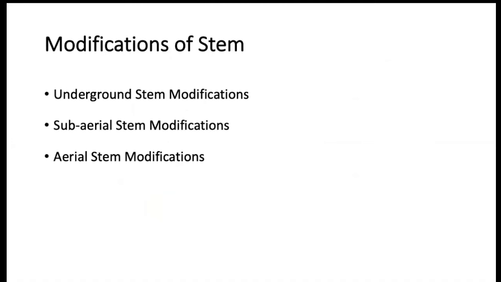Basically there are three basic reasons for stem modification. One is for food storage. Second one is for protection, and third one is for reproduction. So these are the three basic reasons for stem modifications or root modifications, whatever it is. First of all, storage of food. Second of all, protection from enemies. Third of all, reproduction.